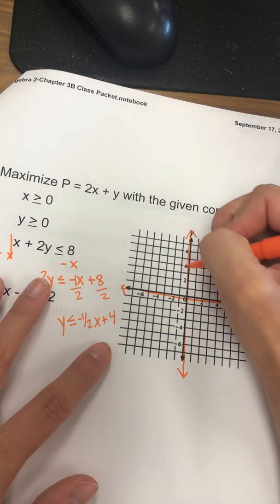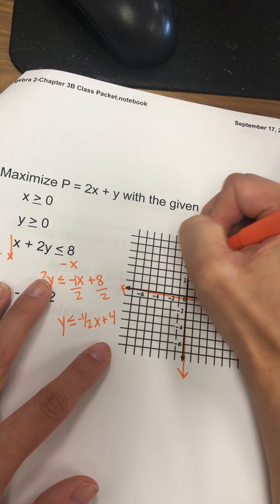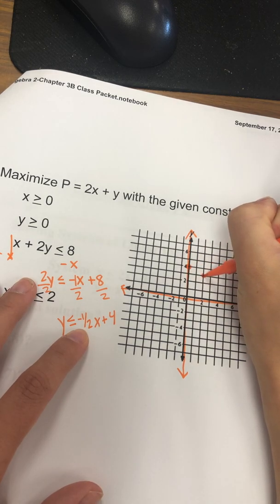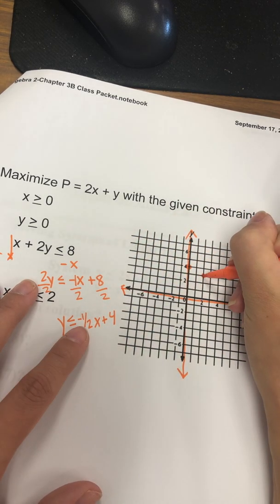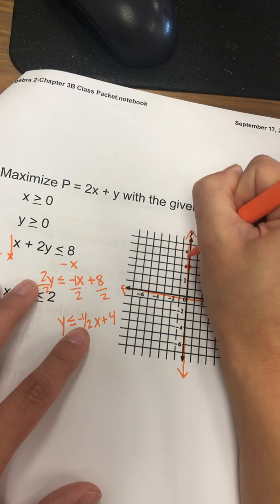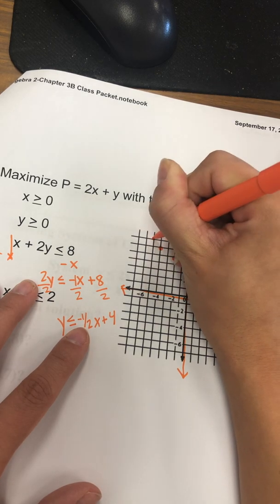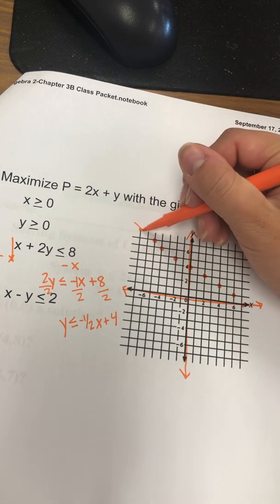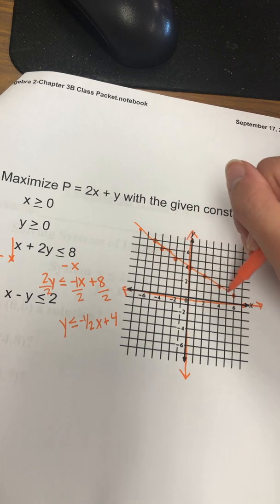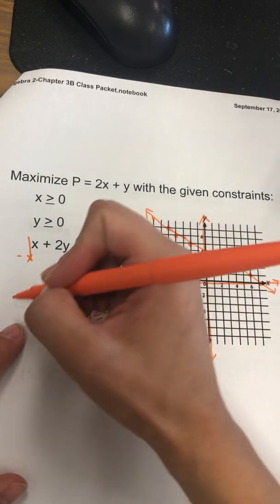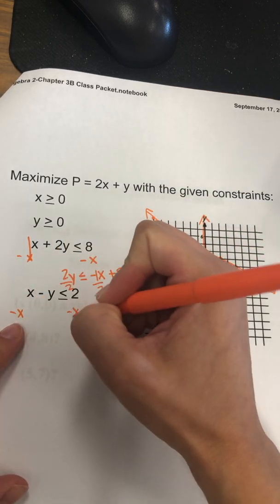So now if I graph this one, this starts at positive 4, and then it'd be down 1 to the right 2, because my top number is negative and my bottom number is positive. I'm going to plot as many points as I can, because I'm trying to figure out where that contained region is going to be. So there's my third line.